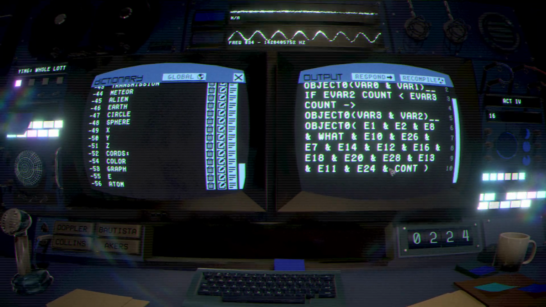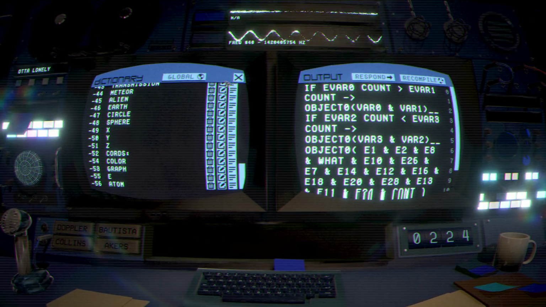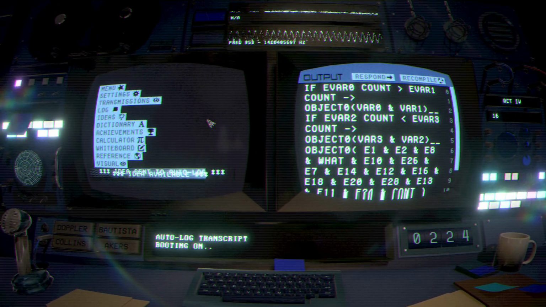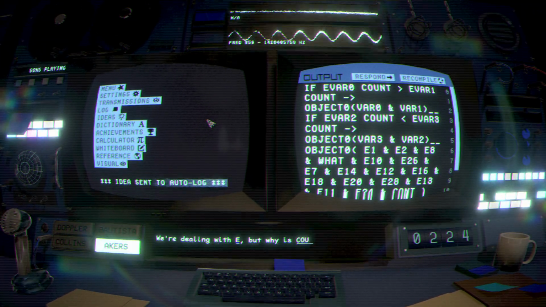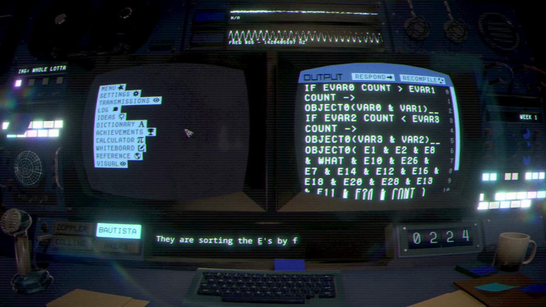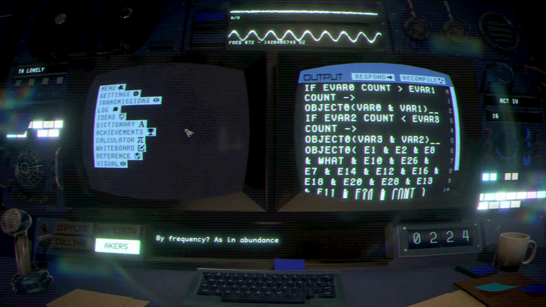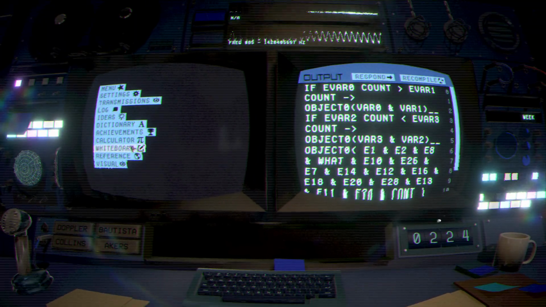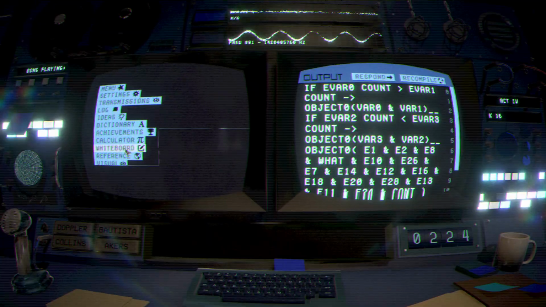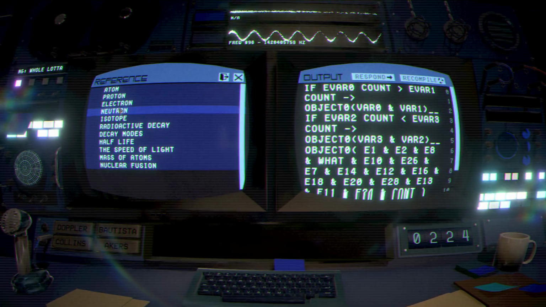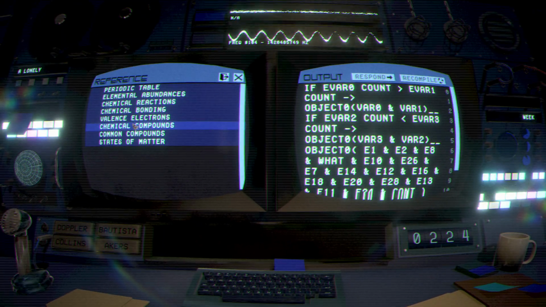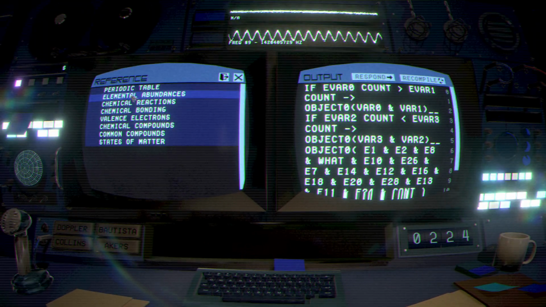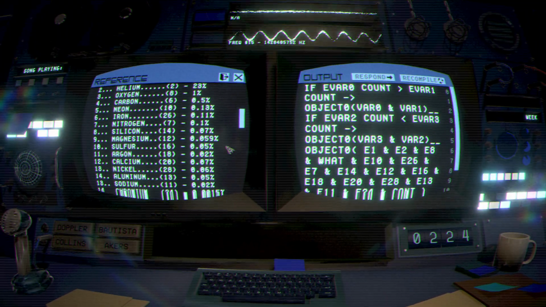Oh boy. Think about that. Let's see what I have to say. We're dealing with E. Why is count here? Sorting the E, the elements, by frequency. By frequency is in abundance? Aha. Whoops. Just saw that page somewhere. Physics. No, chemistry. Common compound. No. Here we go.